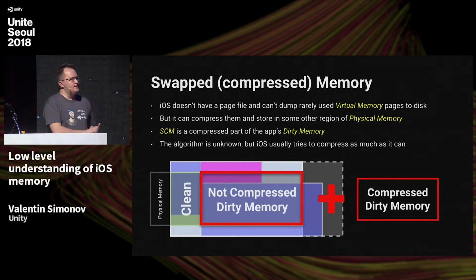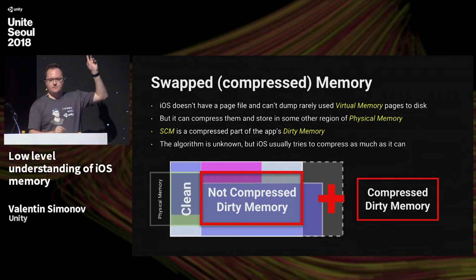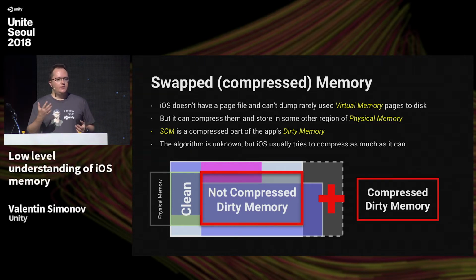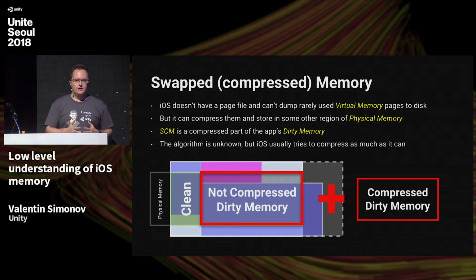So the next one is swapped compressed memory. I hope that this image is clear and doesn't make everything more confusing. In desktop operating systems like Windows, you have this thing called a page file on disk. This is where Windows dumps rarely used virtual memory pages to free physical memory. iOS doesn't have that, but instead iOS can compress memory and move it into another region of physical memory.